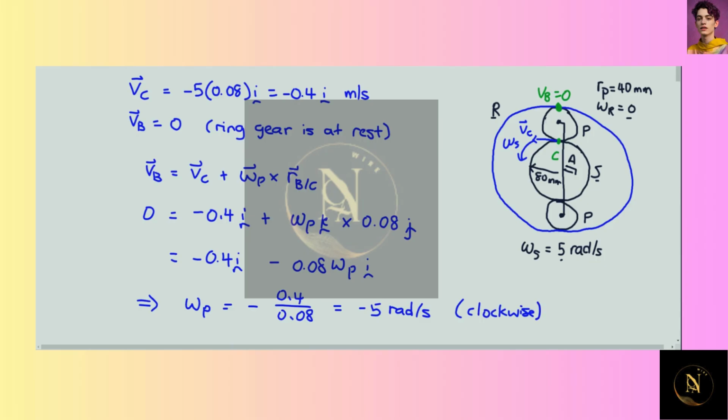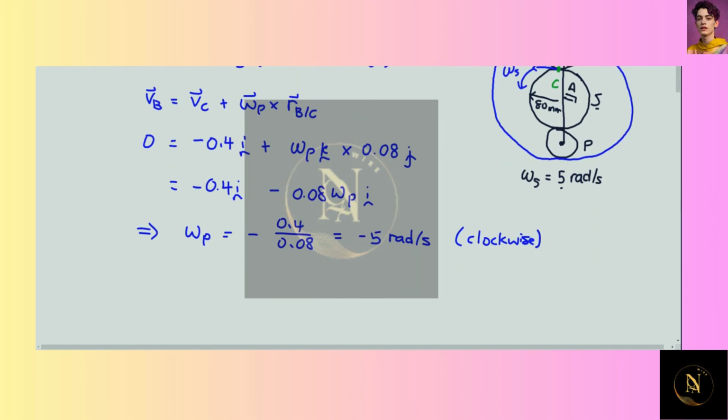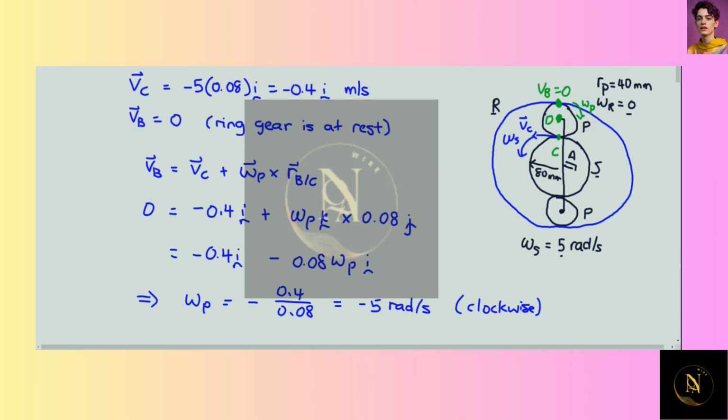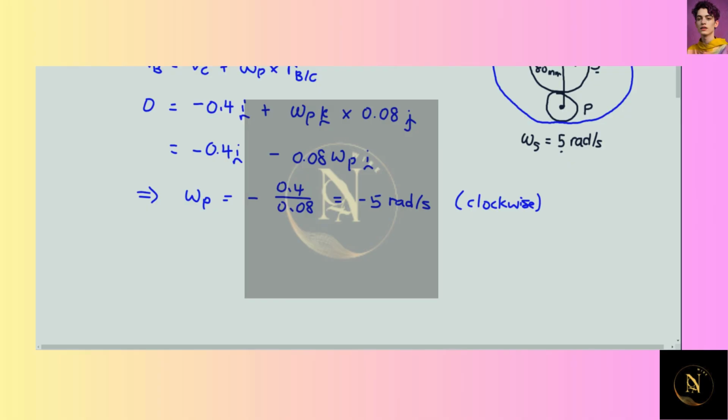And then, to determine the angular velocity of shaft A, we need the velocity of this point, point D. Just now we found that omega P is going clockwise. So this is omega P. We can actually find VD using the same relative velocity equation.